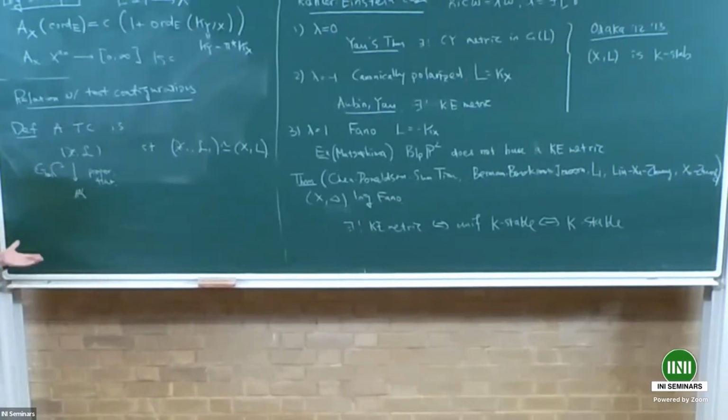So really, the only interesting thing that happens is over the central fiber. And this is where you get this Donaldson-Futaki invariant defined. So although the Donaldson-Futaki invariant is a priori defined for the whole test configuration, really the information is all stored in the central fiber.